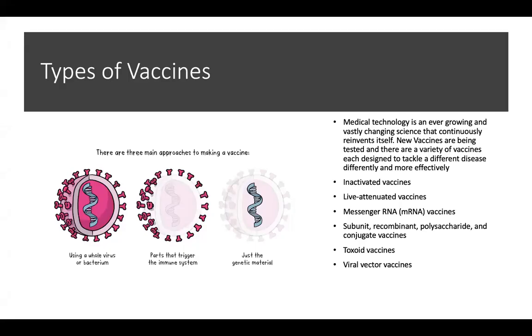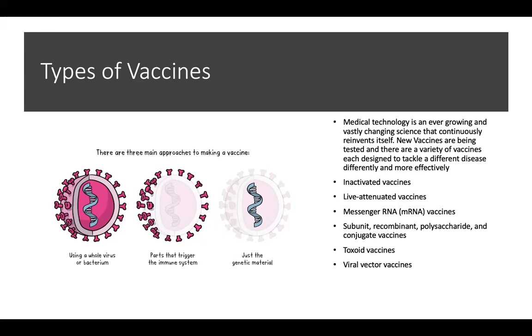So essentially, there are three different approaches to creating a vaccine: using either the whole bacterium or the virus; the second being that they get the parts that trigger the immune system, such as the protein caps on the COVID-19 vaccine; or just using the genetic material in general. And since technology is ever growing and vastly changing, there are constantly new ways that we reinvent these vaccines and create new vaccines. So it's not something that's just decided from one day to the other.